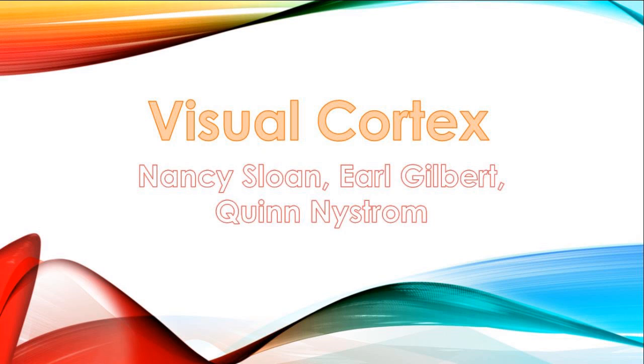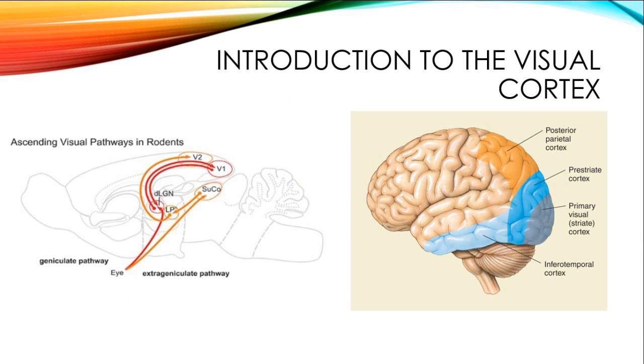And I'm Earl Gilbert, and our research is on the visual cortex and the effects of visual cortex lesions on perceptual grouping in rats. The visual cortex is the part of the brain that processes visual information. There are two pathways that this information can travel down.